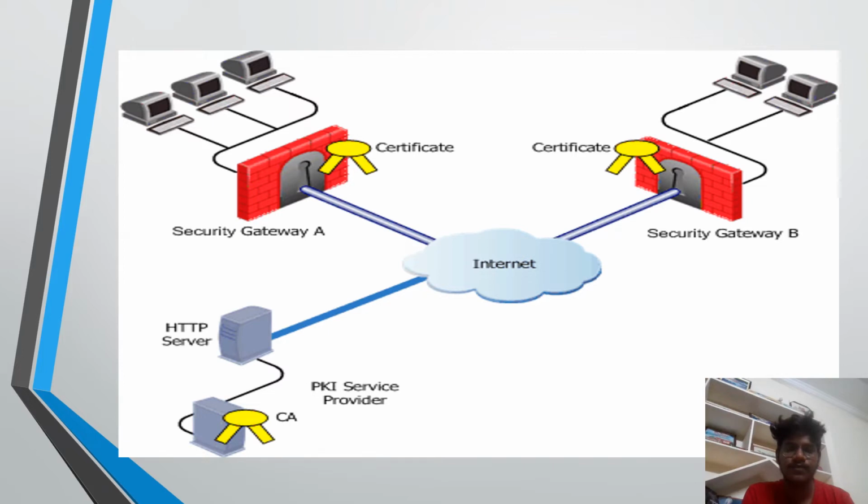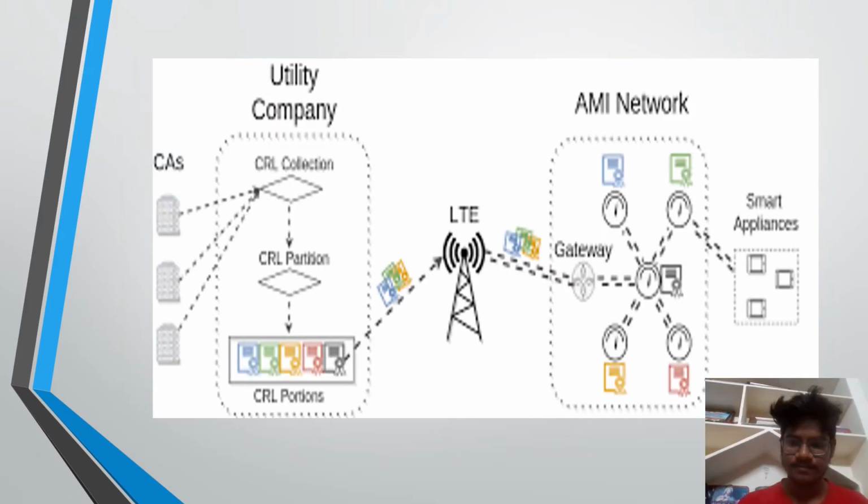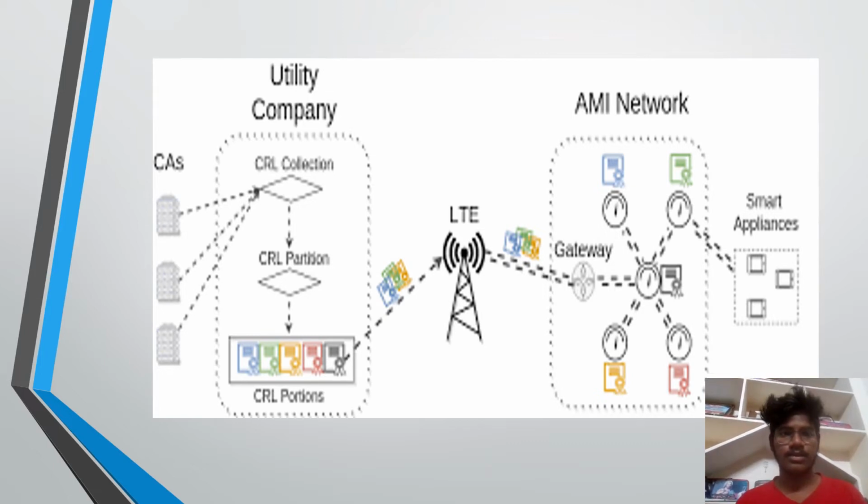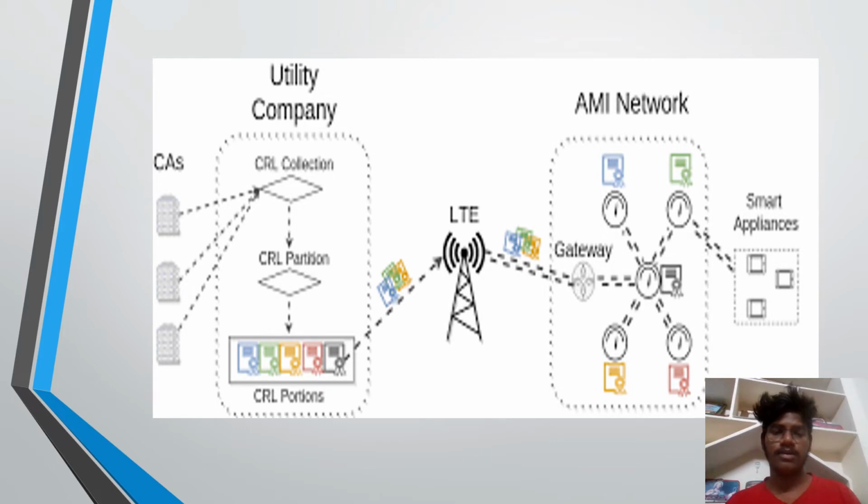On the computers we can see the verification of the certificate, which is done by the certificate authority, that is the CA. Here the certificate authorities, the CAs, send the certificates to the CRL collection, and in the CRL collection the certificates are sent to the CRL partition, and with the CRL partitions the certificates are uploaded online.